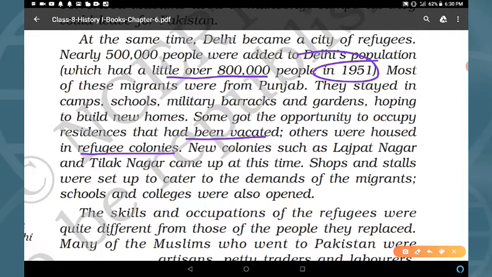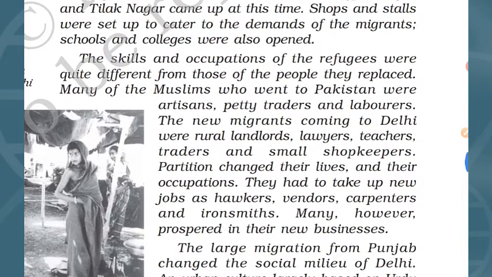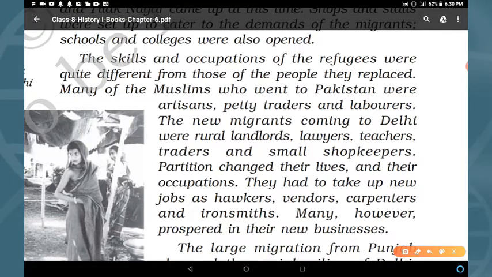New colonies such as Lajpat Nagar and Tilak Nagar came up at this time. Shops and stalls were set up to cater to the demands of the migrants. Schools and colleges were also opened, so new changes were observed during the partition of India. The skills and occupations of the refugees were quite different from those of the people they replaced, because people came from Pakistan, they were skilled in different works. The people who left Delhi also were differently skilled.